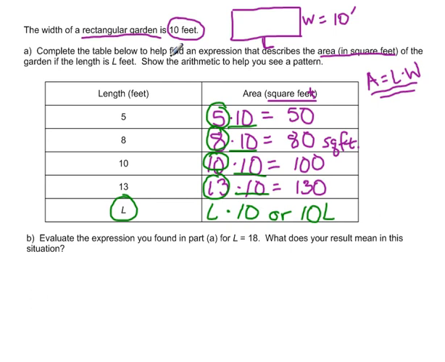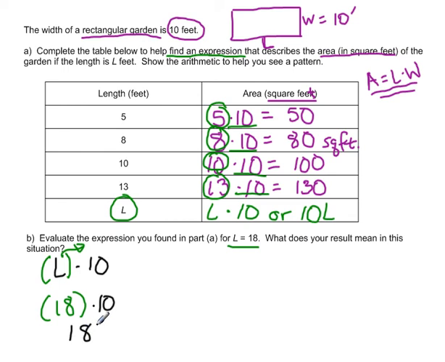So that's the expression. Remember, up here we were being asked to find an expression. Now that we've found our expression, we're going to evaluate that expression for L equals 18. So let's write down the expression that we found, L times 10. And then they said evaluate that for L equals 18. So we're going to take out the L, ship it out, and in its place put in the 18. 18 is going to get multiplied by 10. And when we do that multiplication, we're going to come up with 180.